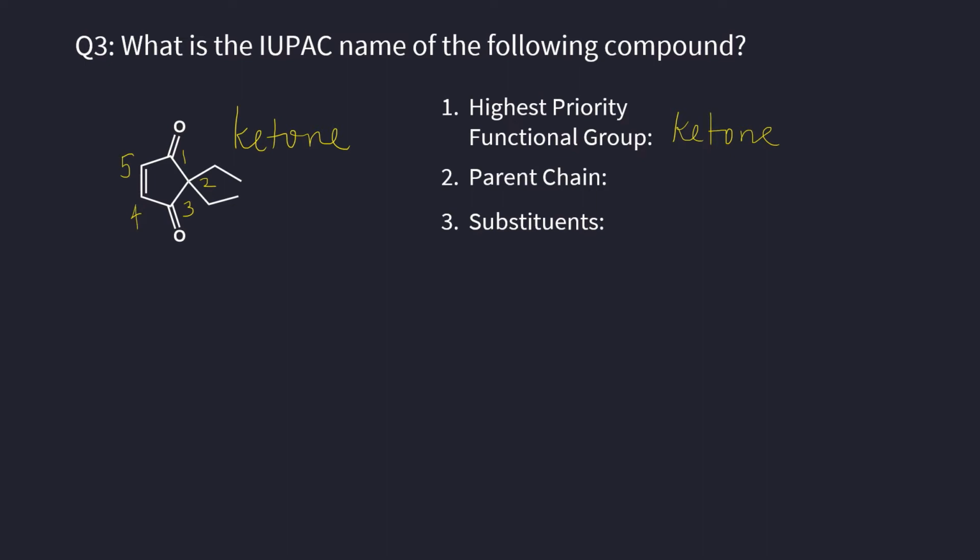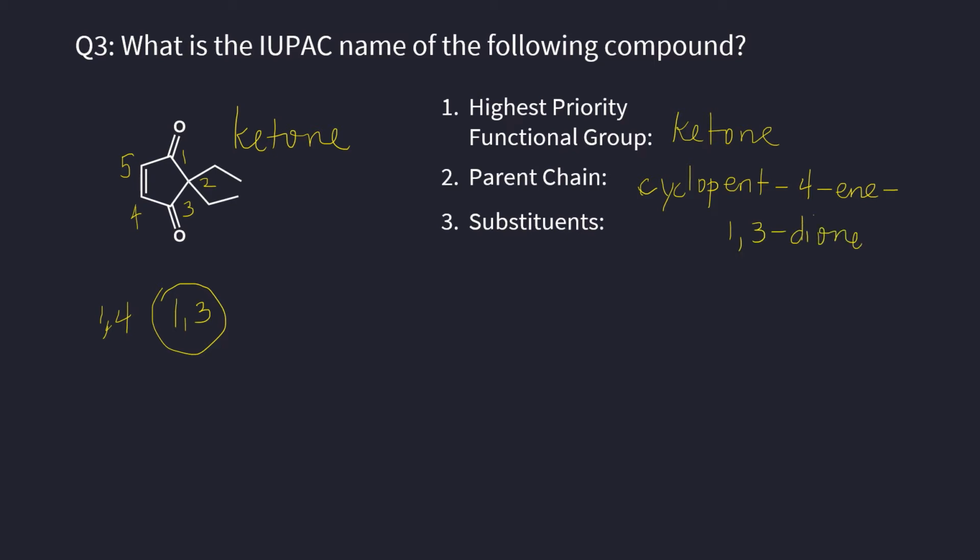If we numbered it the other way, the locants would be 1,4 rather than 1,3. But 3 is lower than 4, so we use 1,3. This gives our parent chain the name cyclopent-4-ene-1,3-dione.